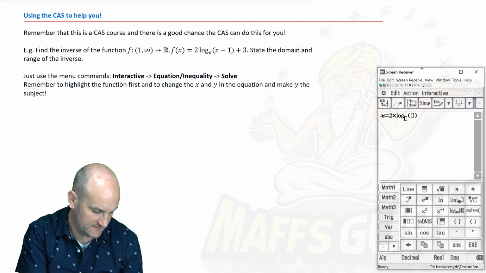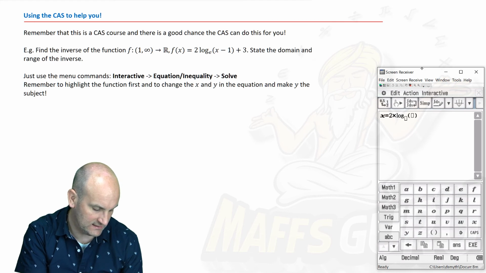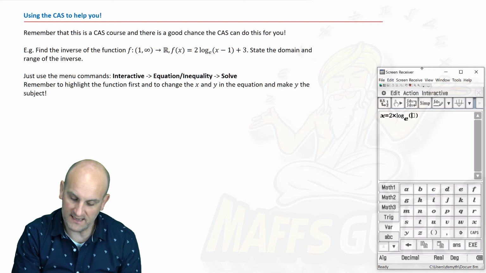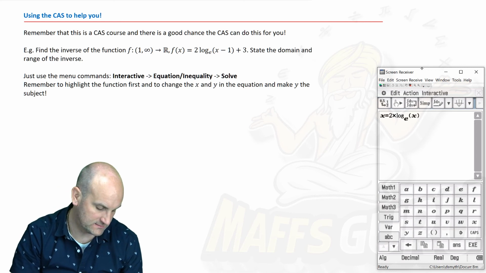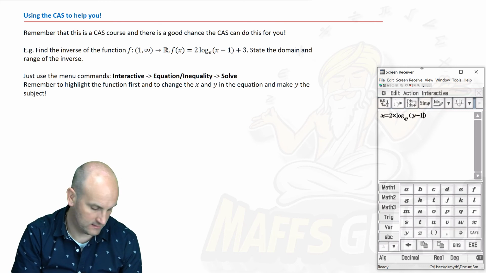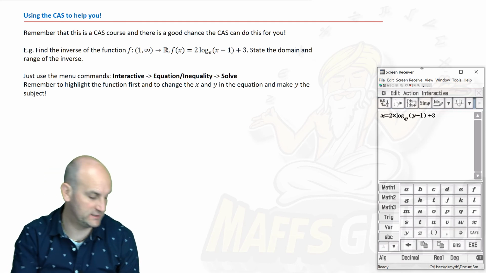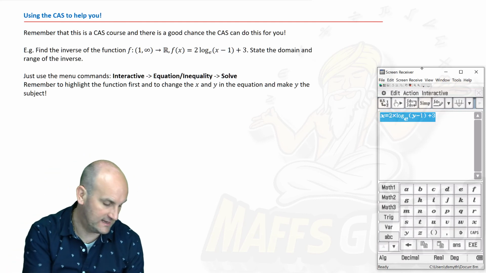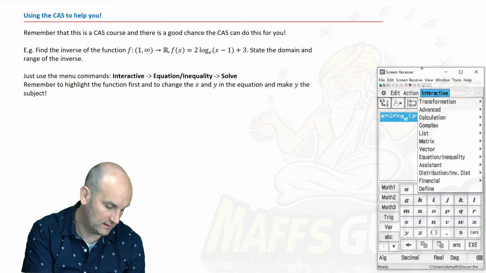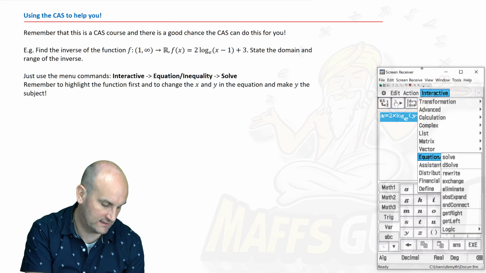So I'm going to write, let's write x is equal to 2 times, we want log base e. Where is my e? It's a very good question, actually. Where is my e? Let's put e there. Log base e of y minus 1. And what else are we doing? Plus 3.